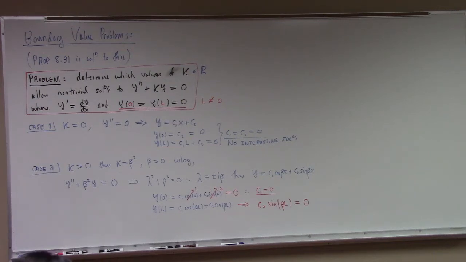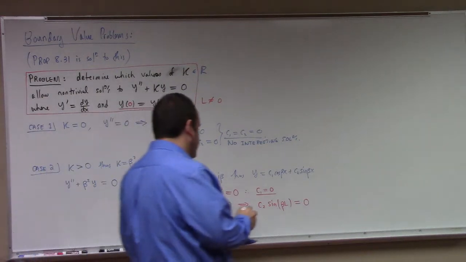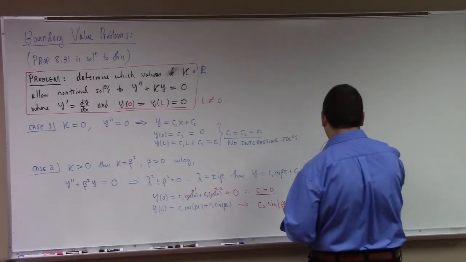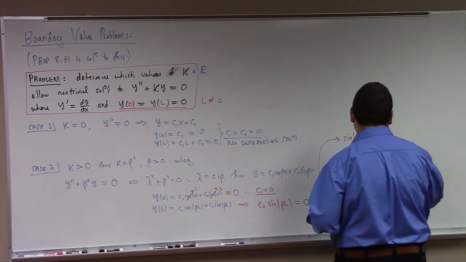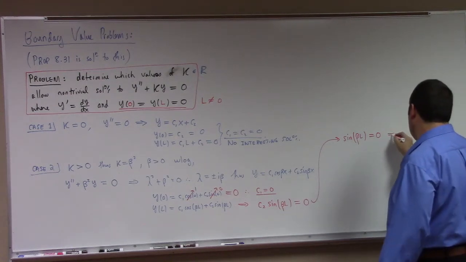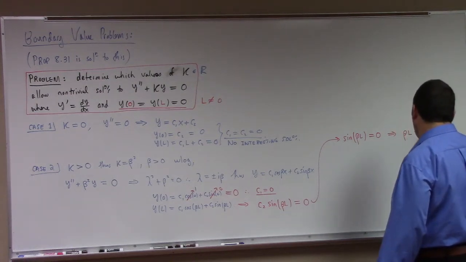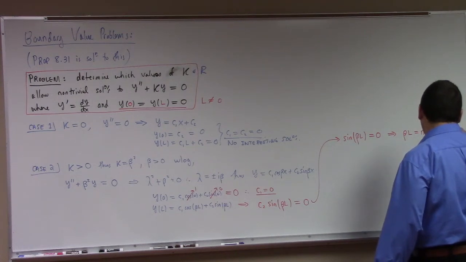So I got c1 is 0. I've got c2 times sine of beta L is 0. Can we let c2 be 0? I mean, we can, but what does that do? If c1 and c2 are both 0, we're back to the trivial solution, which we don't care about, right? So c2 cannot be 0, which forces sine of beta L to be 0. What does that say? That says that beta L is equal to n pi for some n in the natural numbers.